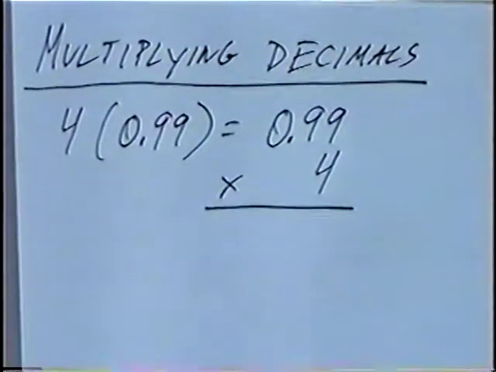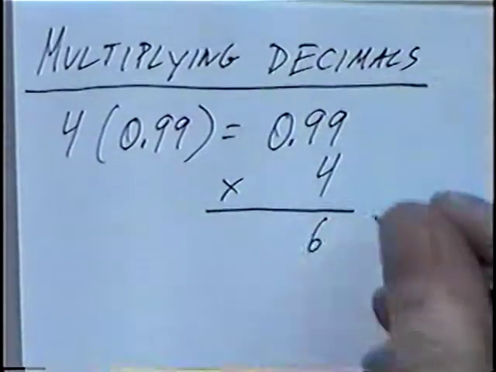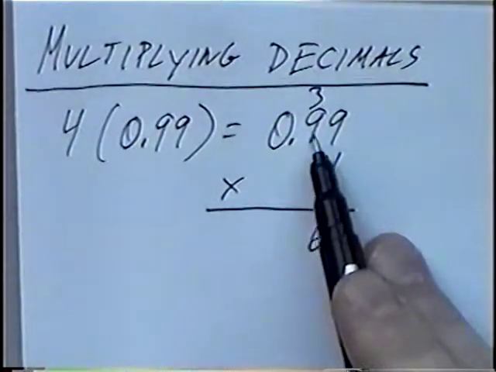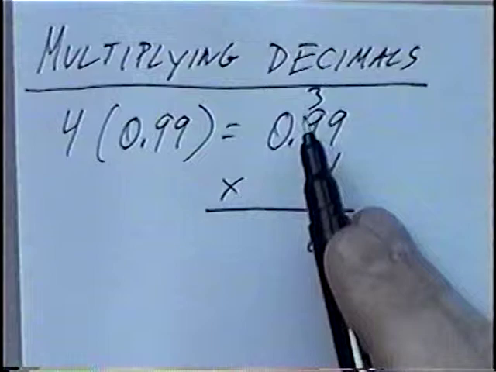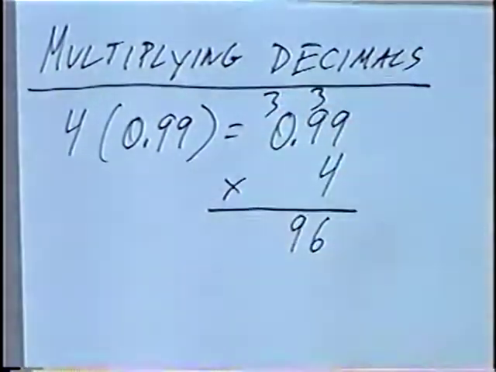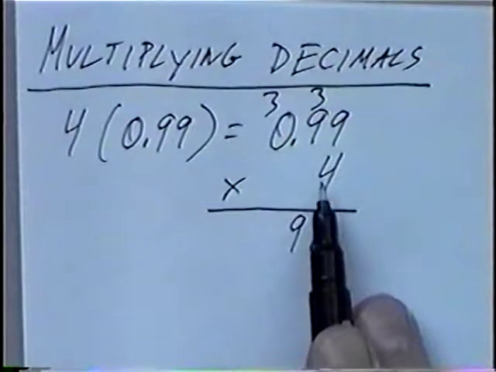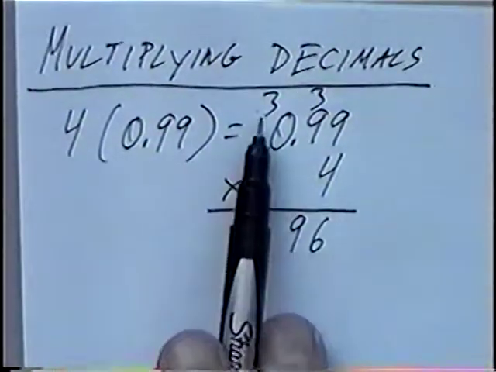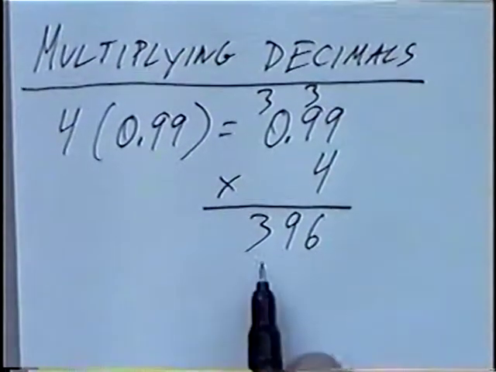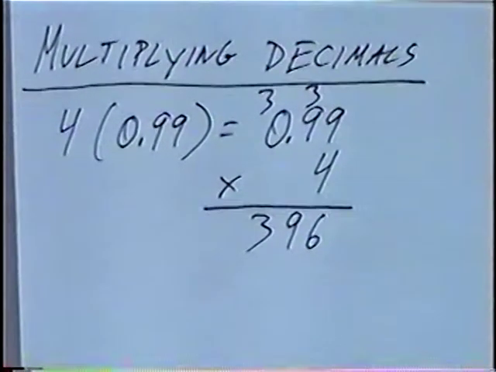4 times 9 would be 36, and we'll carry the 3. 4 times 9 again would be 36, plus 3 would be 39, and again we'll carry the 3, and 4 times 0 would be 0, plus 3 more would be 3. So our answer has the numbers 3, 9, and 6.